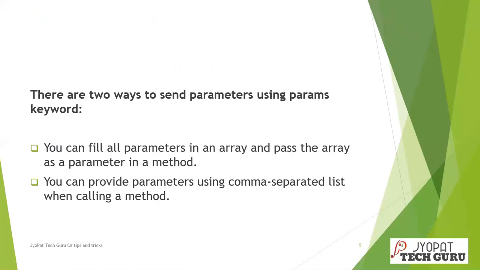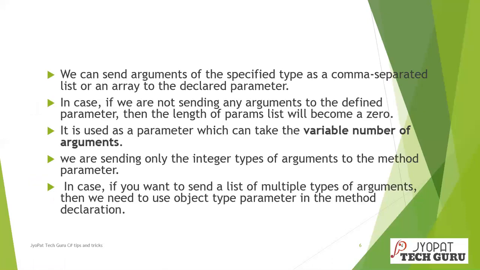There are two ways to send parameters using the params keyword. The first one is you can fill all parameters in an array and pass the array as a parameter in a method. The second one is you can provide parameters using a comma separated list when calling a method. Either you can fill all parameters in an array or you can use the comma separated list. We can send arguments of the specified type as a comma separated list or an array to the declared parameter.